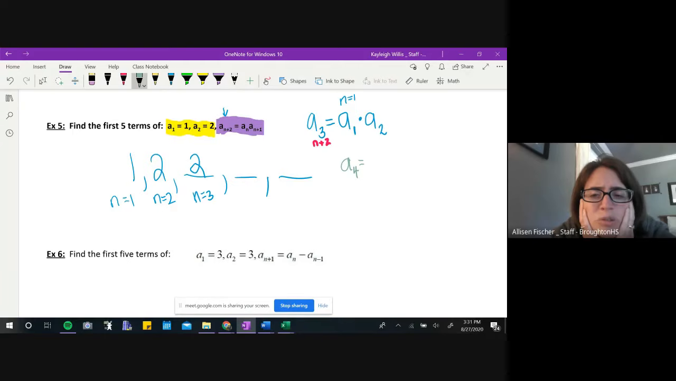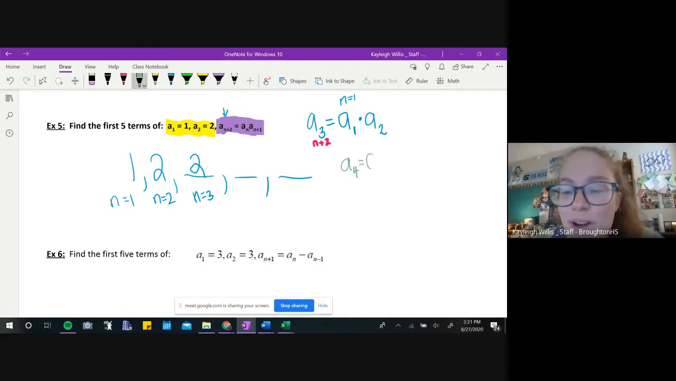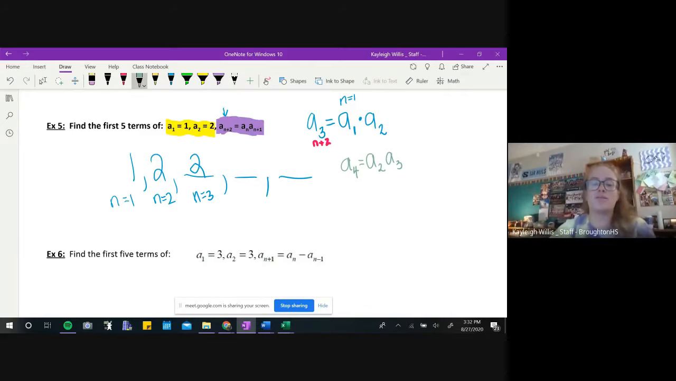2 and 2. Yes, because now that n plus 2 equals 4, my n value is 2, and n plus 1 is the third term. So 2 times 2 is 4. And then we're noticing we multiplied.